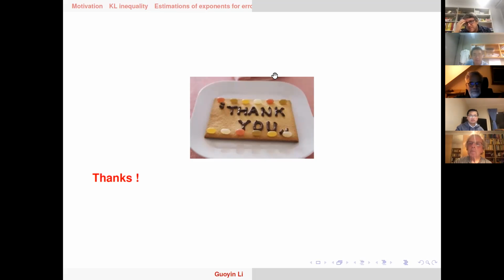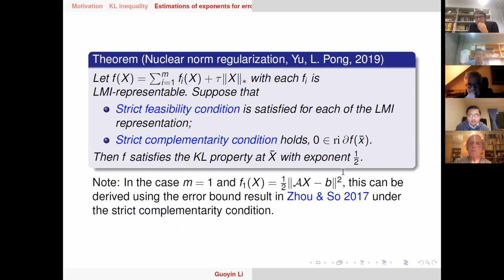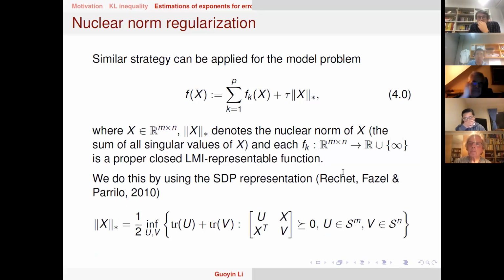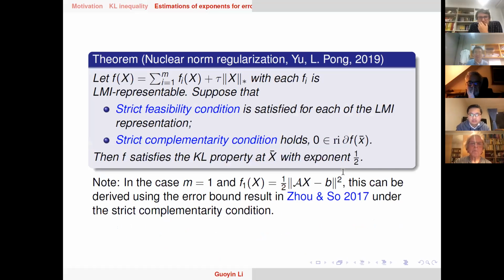There are two things I wanted to confirm. Can you show again the first slide where you had the lift to SDP and the strict complementarity condition? Let me see. Which one is this? I'm not sure which one you have. Maybe this one. Yes, I think so. Okay, this one is also okay.